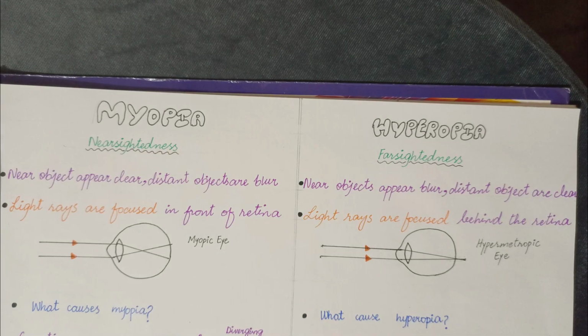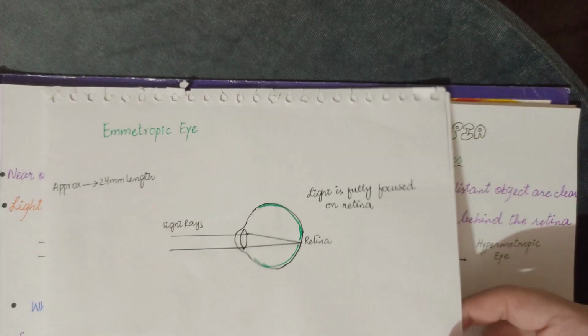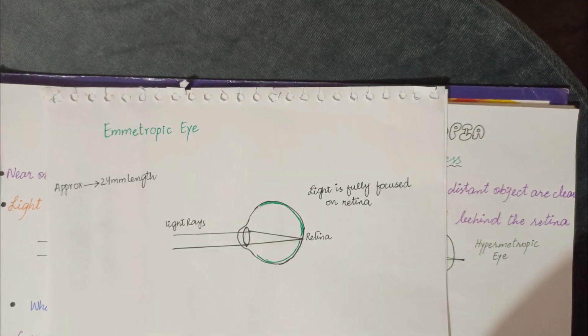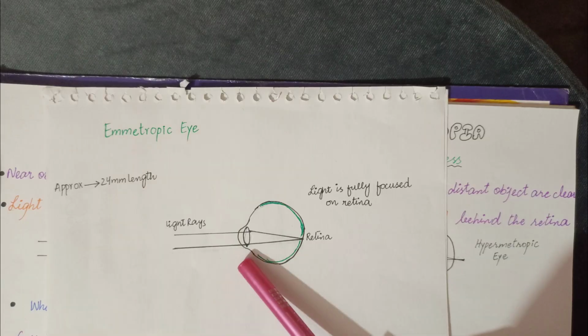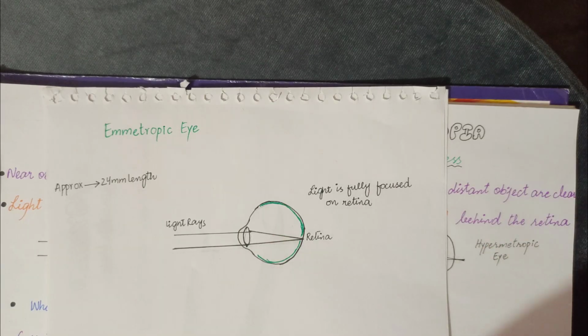Myopia and hypermetropia are the refractive errors of the eye. But before having a look at these, let's see how a healthy eye looks. A healthy eye is called an emmetropic eye, the eye having no refractive error, and a person is able to see near objects as well as far objects clearly.